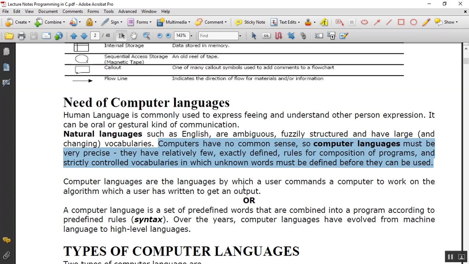Computer languages are languages by which... what are computer languages? This is the definition of computer language. I hope this is understood, why we are using computer languages, or why computer languages are easy to understand.